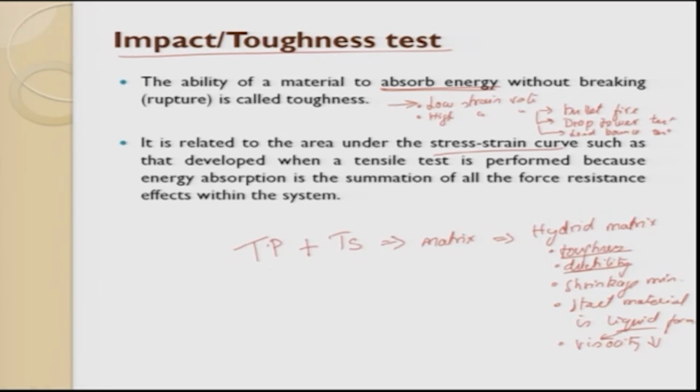So when you are trying to do sandwich structures, the energy absorption is very, very important. It develops when the tensile test is performed, because the energy absorption is a summation of all the resistance within the system. So suppose they have a curve coming like this, they say the area under the curve gives you the toughness. But this is good for homogeneous materials, for composites this is not very reliable.